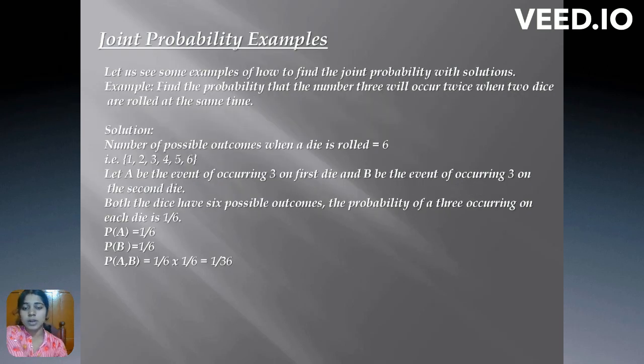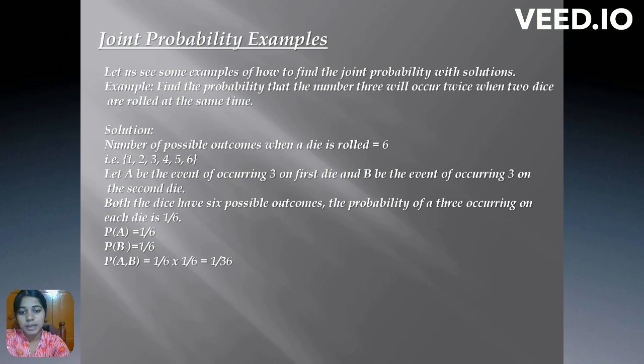Here are the joint probability examples. Let us see some examples of how to find the joint probability with solutions. The first is: find the probability that the number 3 will occur twice when two dice are rolled at the same time. For a die, the number of possible outcomes is 6, that is 1, 2, 3, 4, 5, 6. Let A be the event of occurring 3 on the first die and B be the event of occurring 3 on the second die. So we are going to throw the die two times.